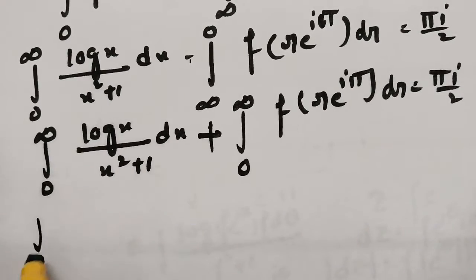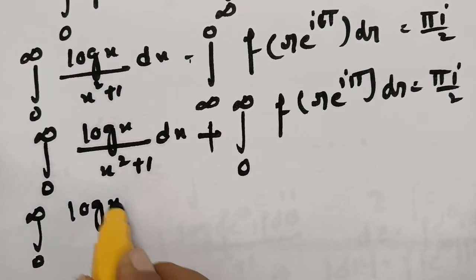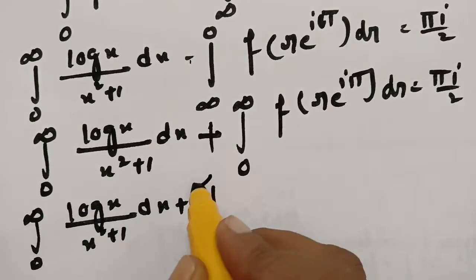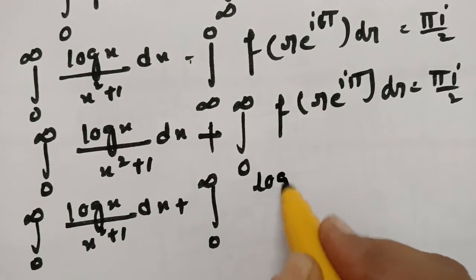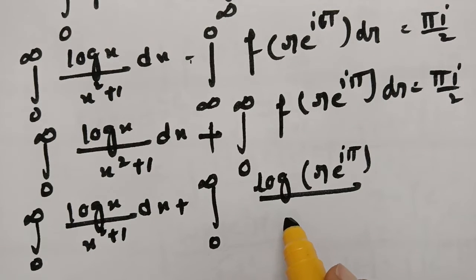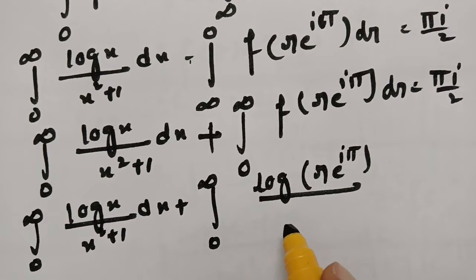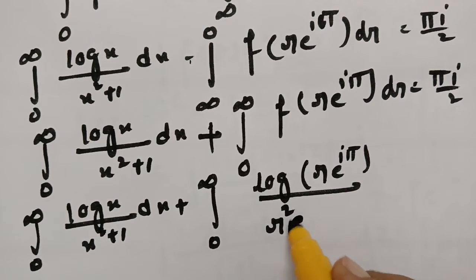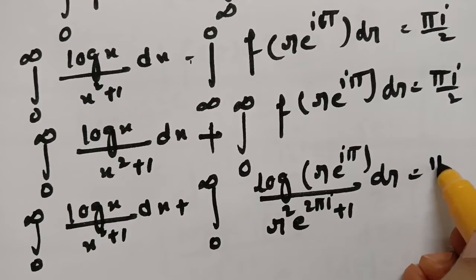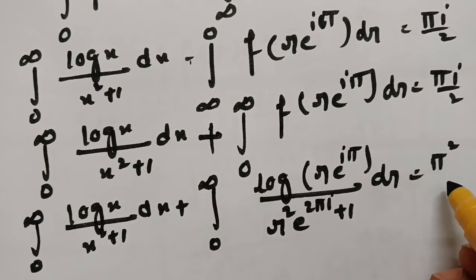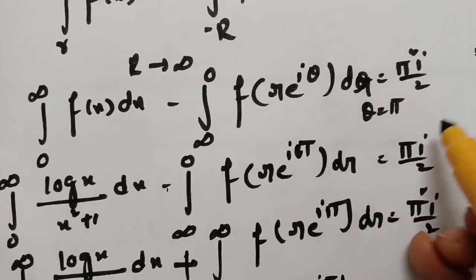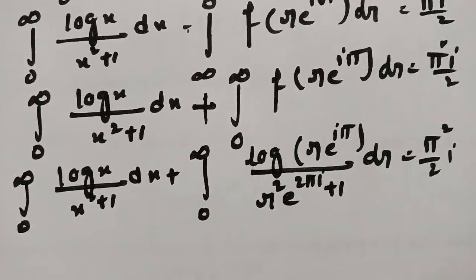So this is the integral from 0 to infinity of log x by x square plus 1 dx, plus the integral from 0 to infinity of log of r into e power i pi by x square plus 1. In place of x we have r e power 2 pi i, plus 1 into dr, is equal to pi square by 2 into i. I forgot it earlier, so this is pi square by 2 into i.